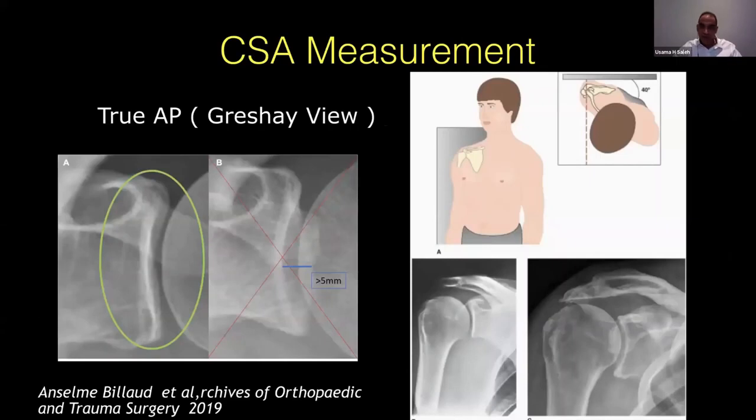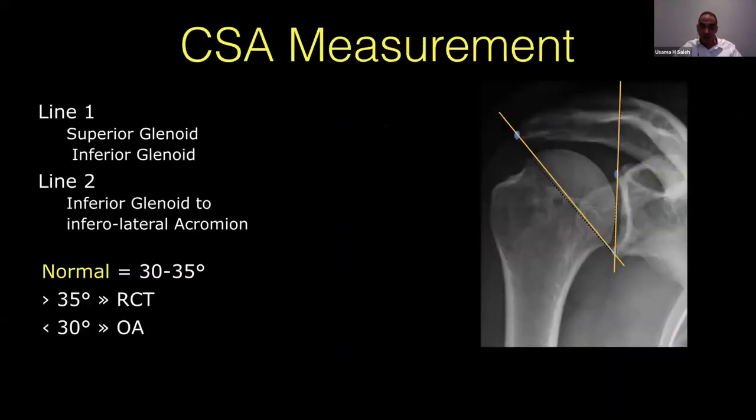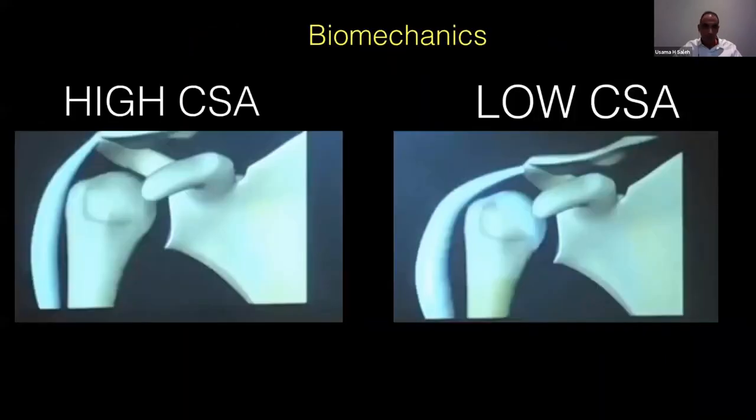How do we measure this critical shoulder angle? It's by true AP view, the Grashey view. Take a line from the superior glenoid to the inferior glenoid, then another line from the inferior glenoid to the inferior lateral part of the acromion. The normal angle is between 30 to 35. High angle is more than 35. Low angle is less than 30.